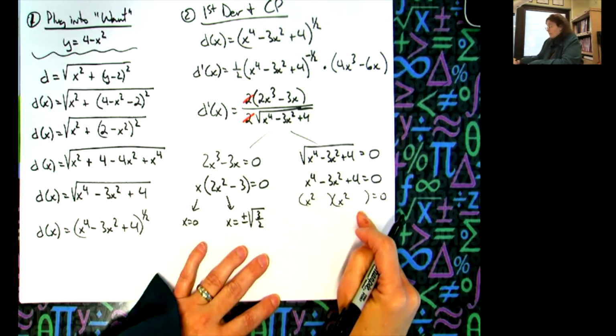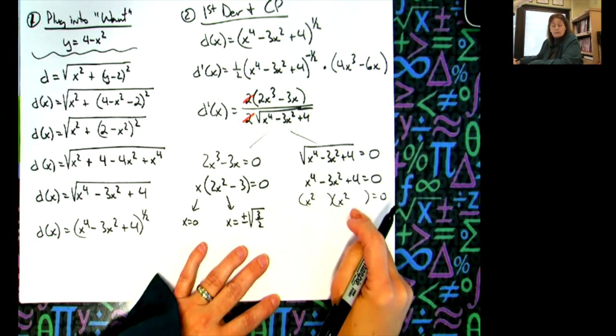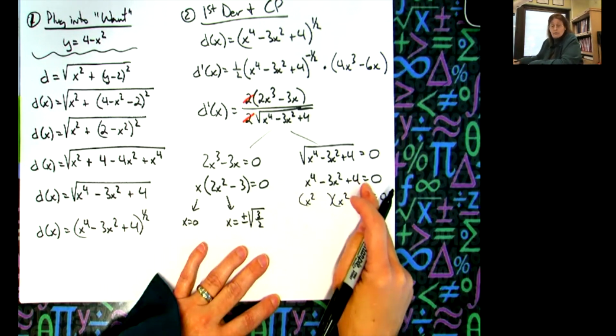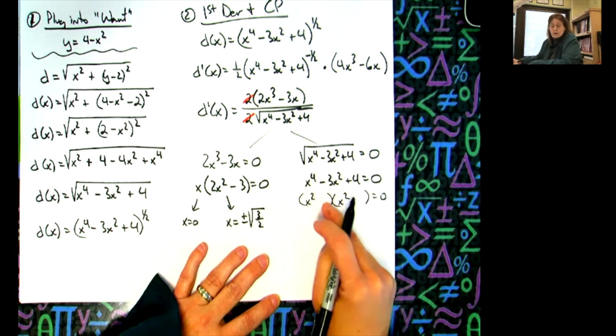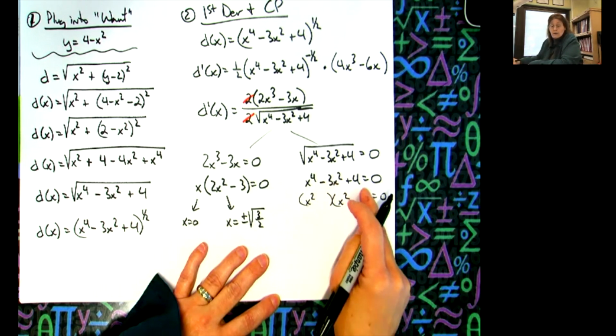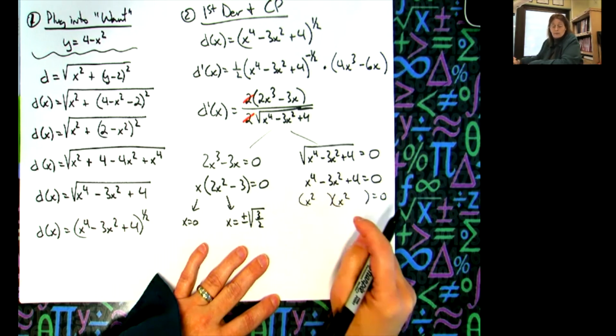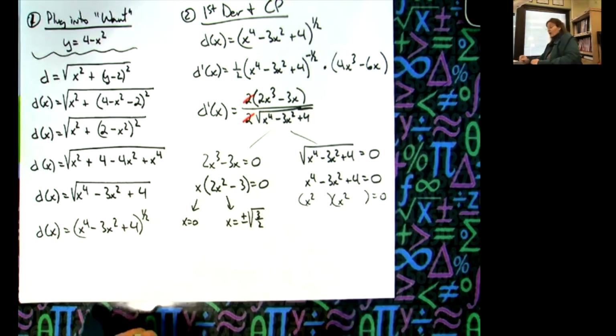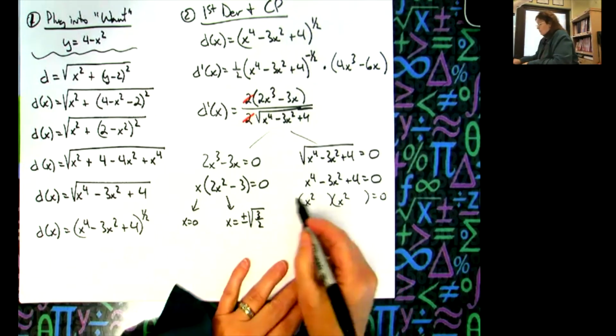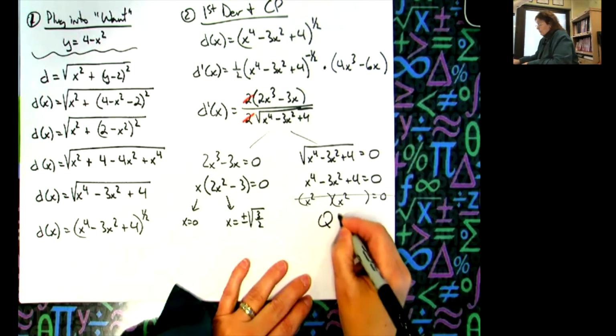This doesn't factor. I've got 4, right? So 2 and 2 is not going to give me a 3. If I have a 4 and a 1, I've got to get a positive 4, I'd have to have a negative 3, so it doesn't factor. So the only other way to solve this would be to do the quadratic formula.